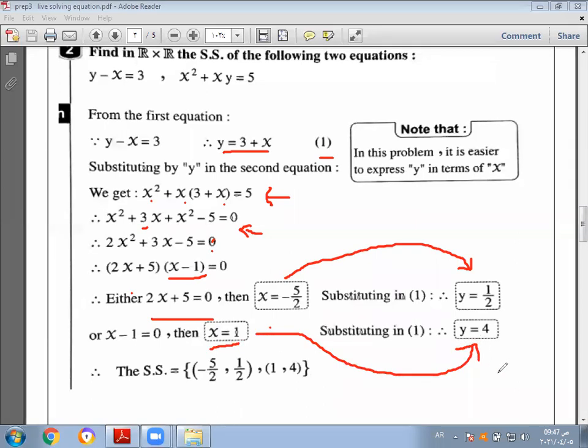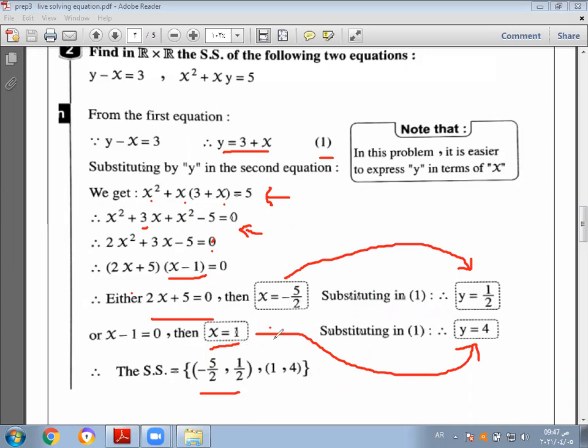When y equals 4, so the solution set will be what? It will be two ordered pairs. The first ordered pair is negative 5 over 2 and a half. This is the first ordered pair: x equals negative 5 over 2 and y equals a half.